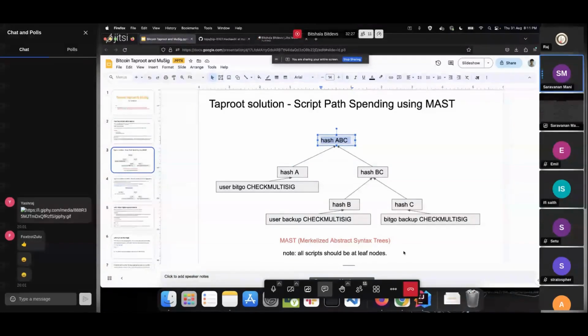Sorry, the voice is not very clear to me, Raj. His question was, how do we communicate these hashes? So for example, how do we communicate hash BC to other signers?